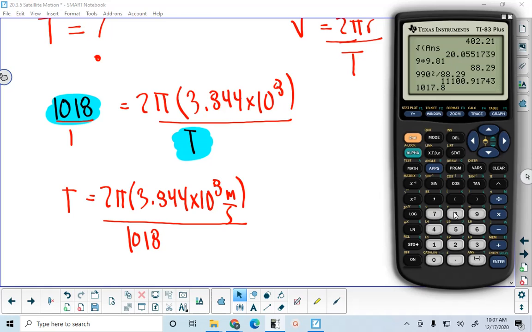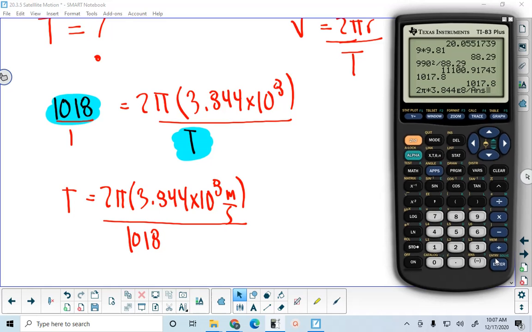I'm going to go with the 1017.8. It doesn't really matter. And what do I have to do here? I have to go 2 pi times 3.844 times 10 to the 8 divided by my answer. And I get this number of seconds. So I'll just pause there. Anybody else get the same number of seconds? Okay.